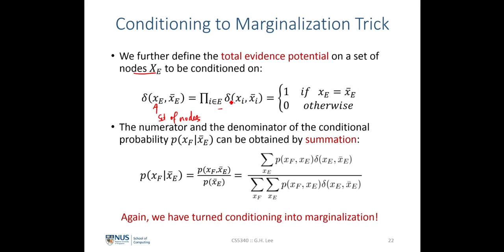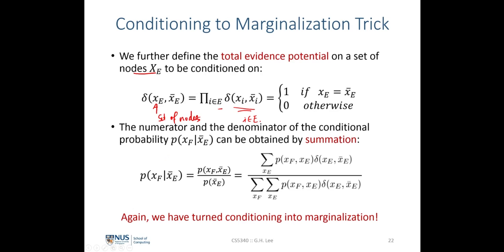And the product term over here will end up being 1. This makes sense because what it essentially says is that every single xi, where i is in the set E, had better take the observation xi bar before it can become a 1. And when all of them are consistent with the observation in the evidence nodes, then the product of every one of these terms would be equal to 1.